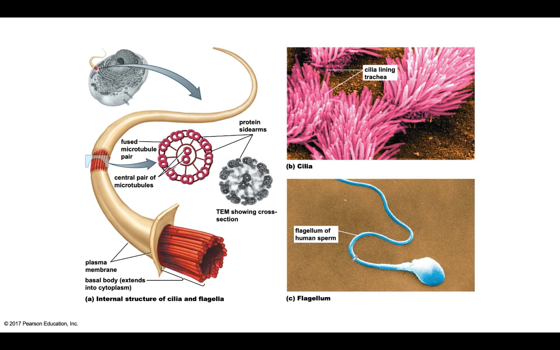Also, sperm has a long tail. This tail is also composed of microtubules. We call them flagella. Long hair is called flagella, and short hair is called cilia. Cilia and flagella are composed of microtubules.